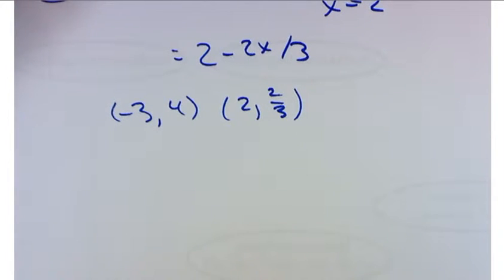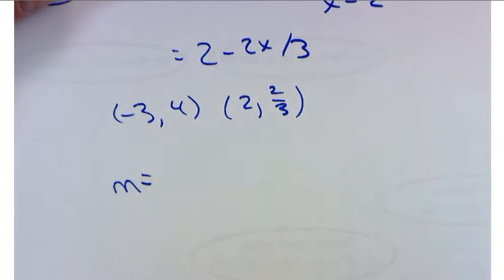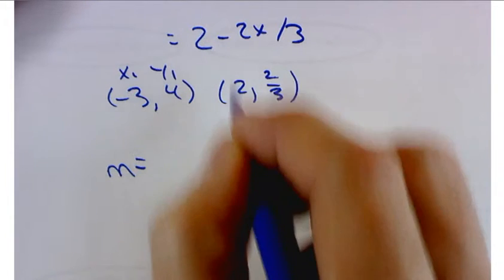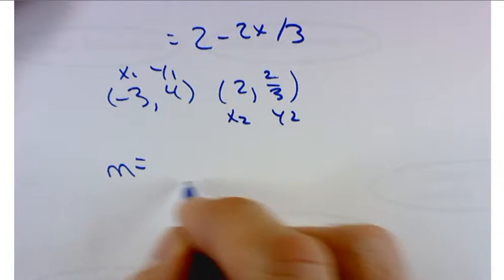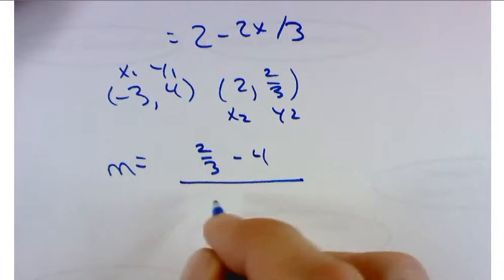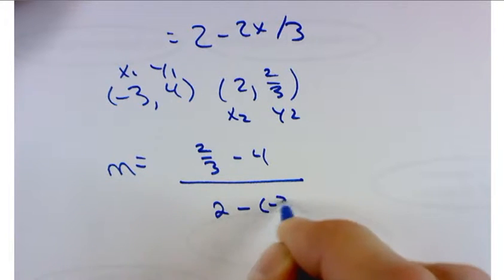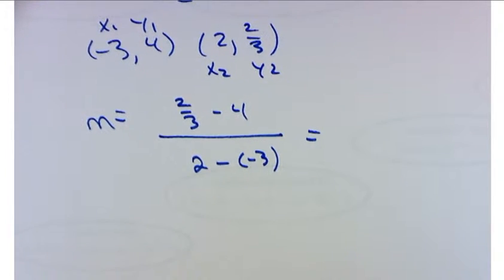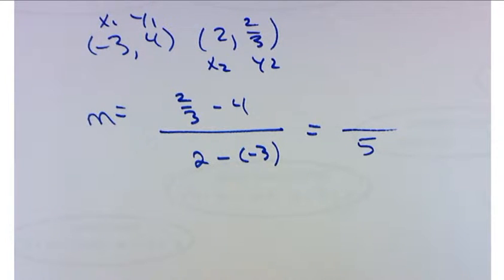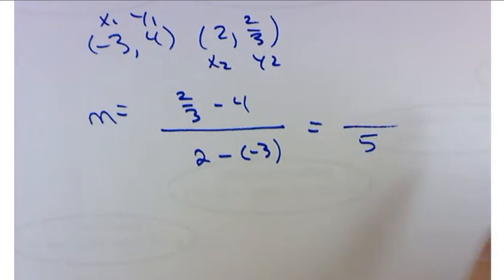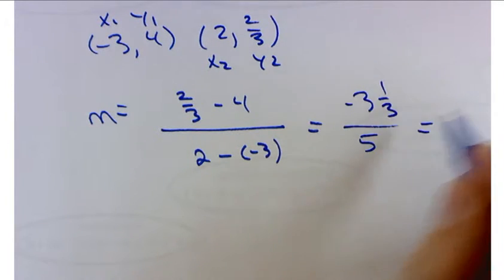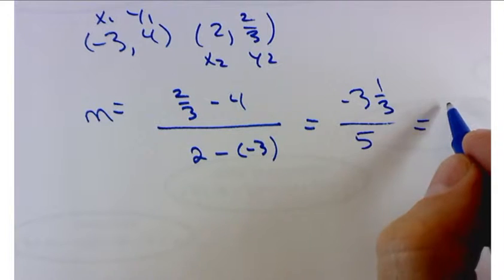Let's find the slope of the line between these 2 points. x1, y1, x2, y2. 2/3 minus 4 over 2 minus -3. Doesn't look too fun. 2/3 minus 4 in the numerator is going to give me -3 1/3. I could also think of that as being -10/3 divided by 5.